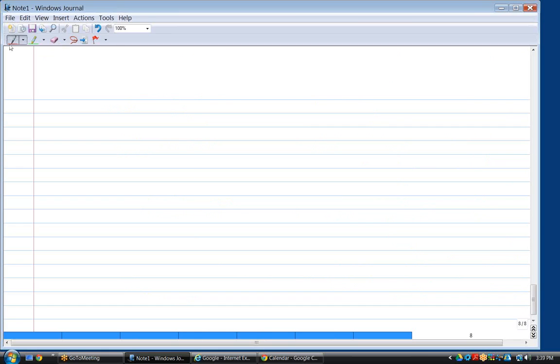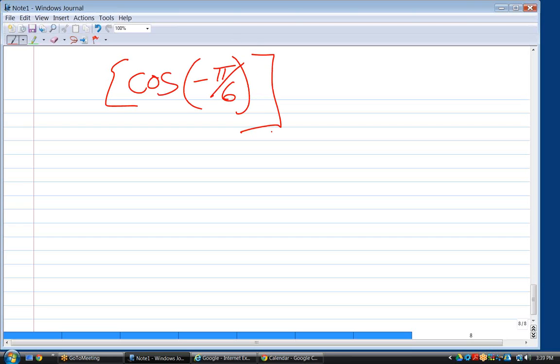Alright, the next one has the same thing. It has parentheses around the whole thing, and it's cosine of negative pi over 6. But there's nothing else. It's all right. I'm not sure why they put the parentheses there, but it's like adding parentheses where they're not needed. It doesn't do any harm.